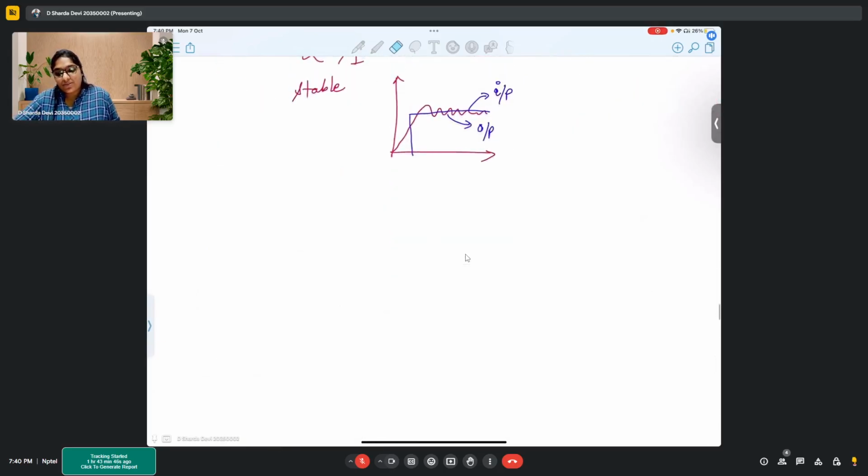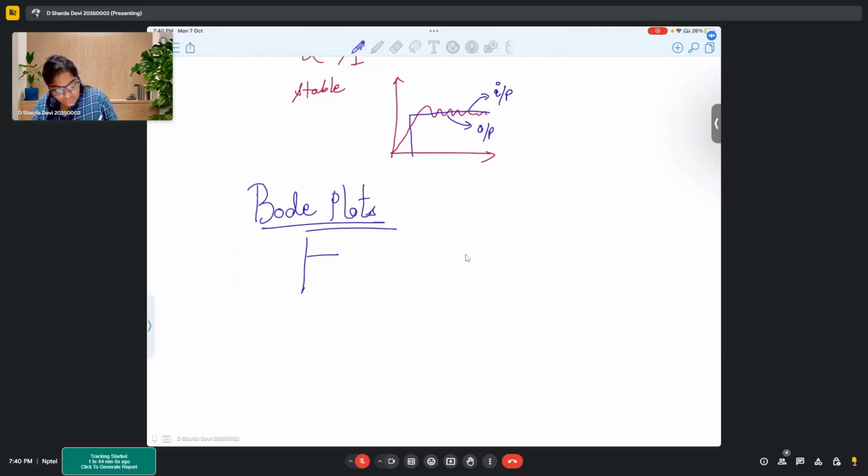Now, if I talk about the Bode plots, we know the Bode plots, right? How we use the Bode plots. So first of all, we have two types of Bode plot, that is the gain plot, or I should say the magnitude plot and the phase plot.